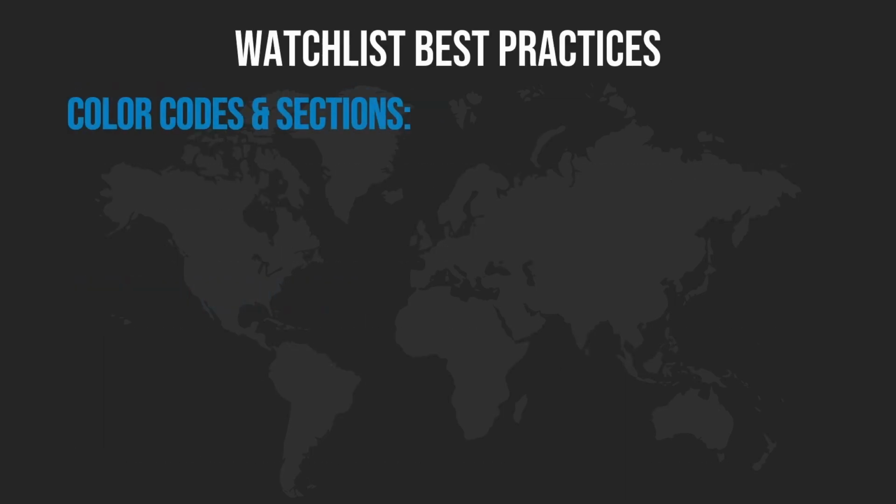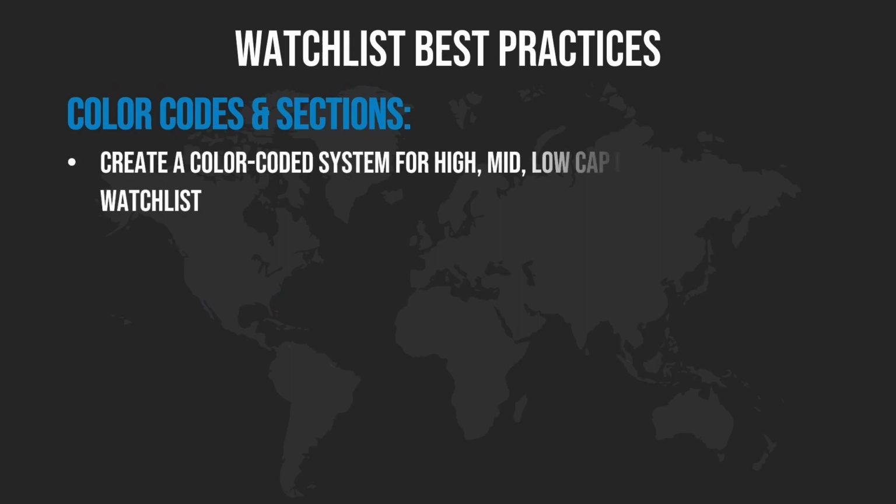So there are some best practices. We are going to use color codes and sections to create our watch list. And why do we do this? We just want to know what we're looking at very quickly whenever we go to the charts. The hardest part about making decisions is over analyzing things. I want to be able to go right into my chart, look at what I have, look at what I'm doing, look at everything based on color codes and make decisions right away.